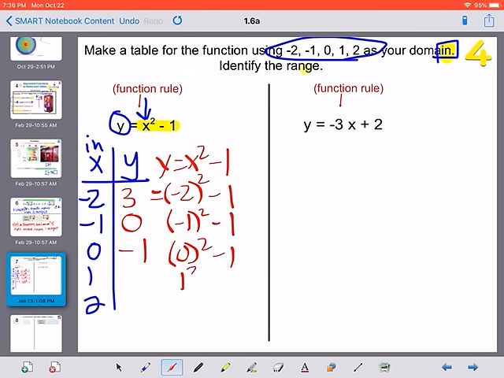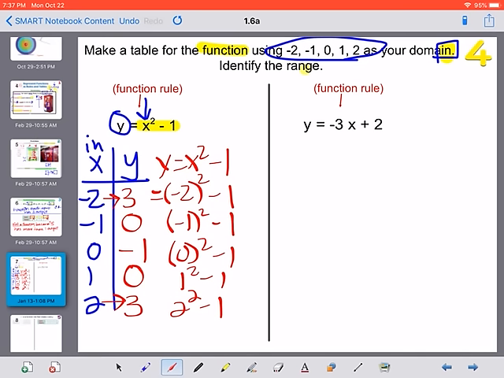Then if I plug in a 1, 1 squared, 1 times 1 is 1. 1 minus 1 is, again, 0. And then last, if I plug in a 2, 2 squared, 2 times 2 is 4. 4 minus 1 is 3. And you can kind of see the pattern that we created here. So this is our XY table. It's telling us that this is a function because for every input there's one output. It's okay that 2 of the outputs are the same, just not the inputs.